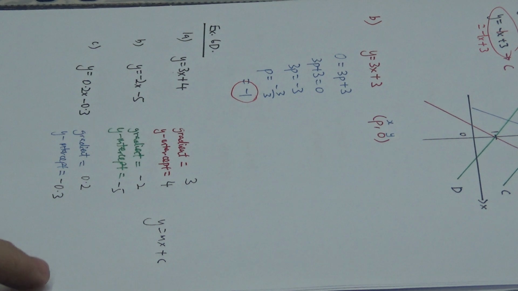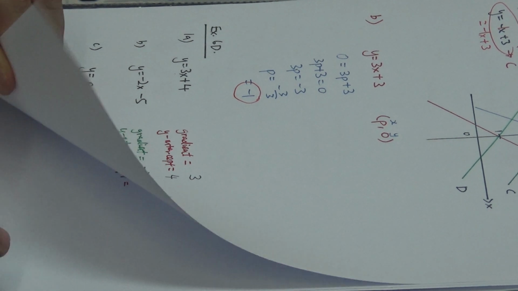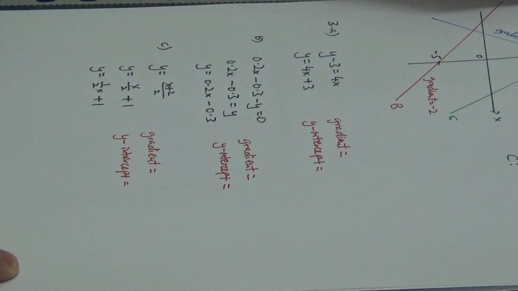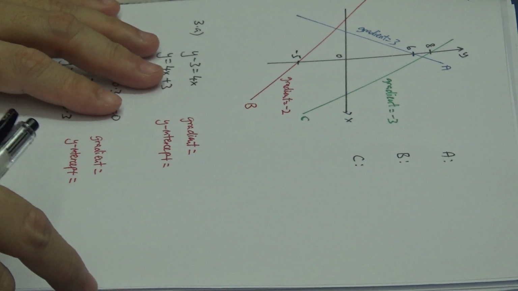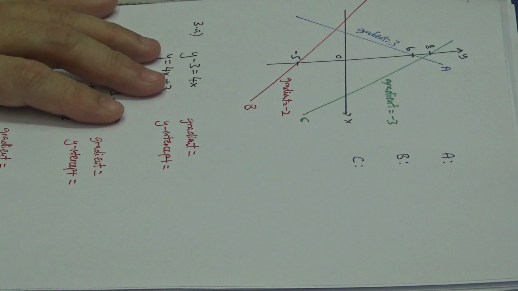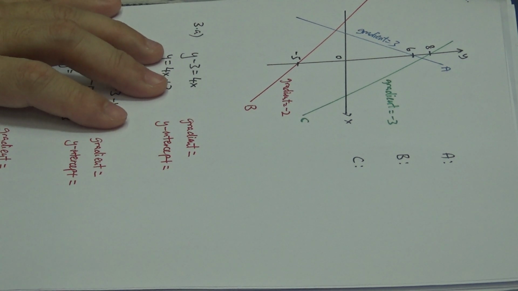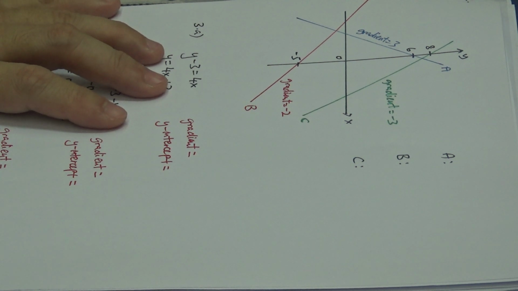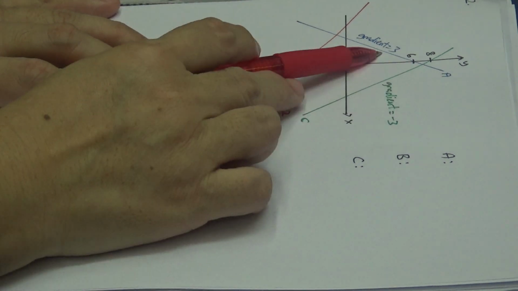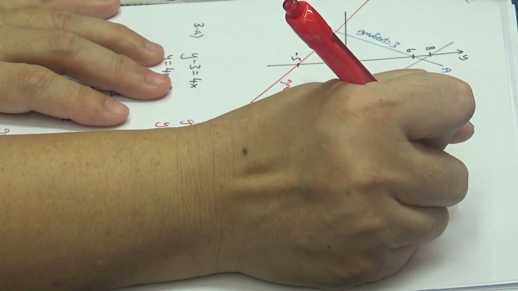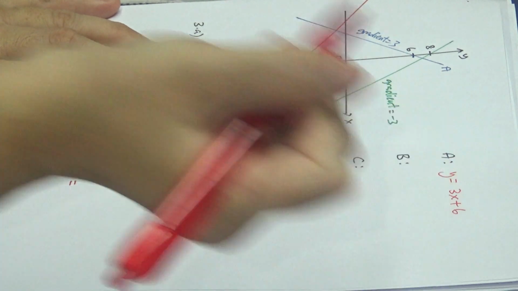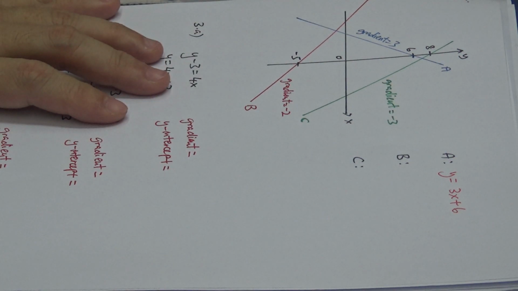For question number 2, there is no need for you to draw the diagram, but you need to write down the answer. Okay? Let's take a look at the question. The diagram shows the straight lines A, B and C with gradients given. Write down the equation of the lines. Now for A, the gradient is 3 and it cuts at 6. So y will be 3x plus 6 for line A.